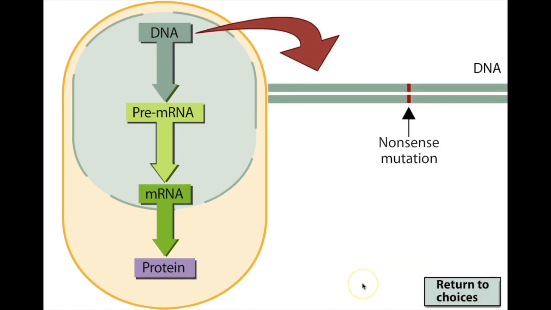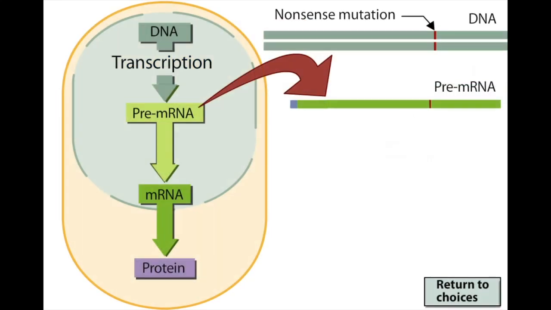A nonsense mutation changes a codon that normally specifies an amino acid into a stop or nonsense codon. This change affects the translation step of gene expression. First, the DNA is transcribed. The mutation lies in the RNA coding region, and so it will be present in the pre-mRNA.